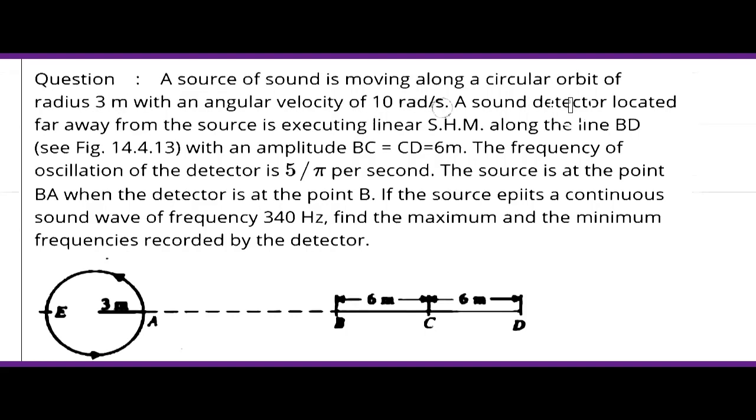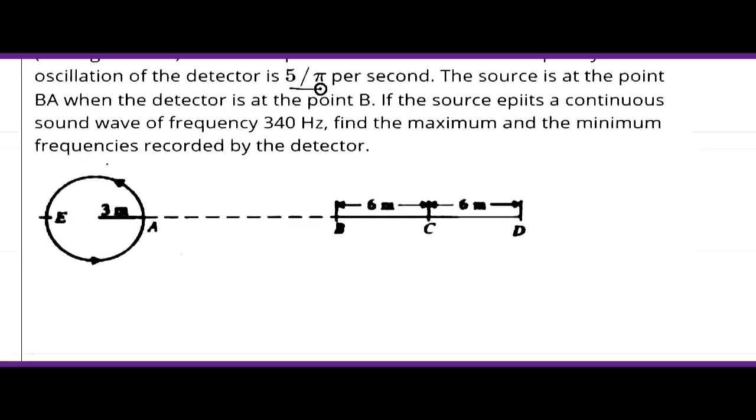A source of sound is moving along a circular orbit of radius 3 meter with an angular velocity of 10 radian per second. A sound detector located far away from the source is executing linear SHM along the line BD with an amplitude BC equal to CD equal to 6 meter. The frequency of oscillation of the detector is 5 by pi per second. The source is at point B when the detector is at point B. If the source emits a continuous sound wave of frequency 340 Hz, find the maximum and the minimum frequencies recorded by the detector.